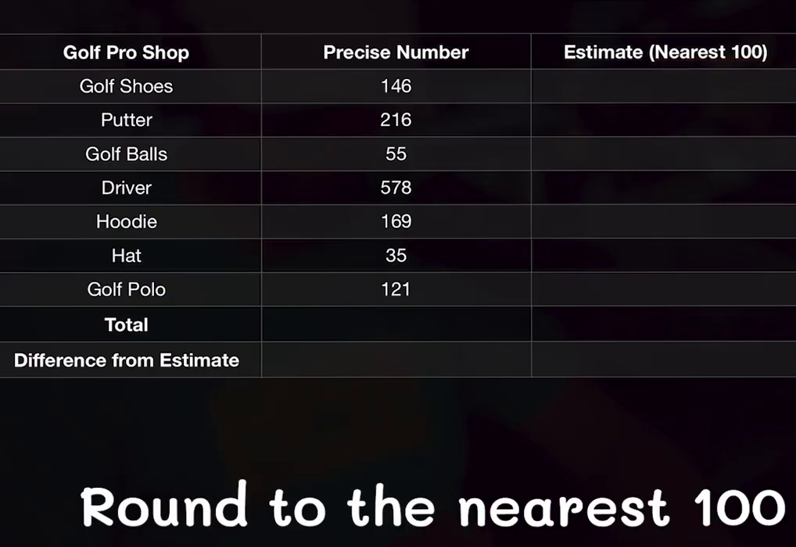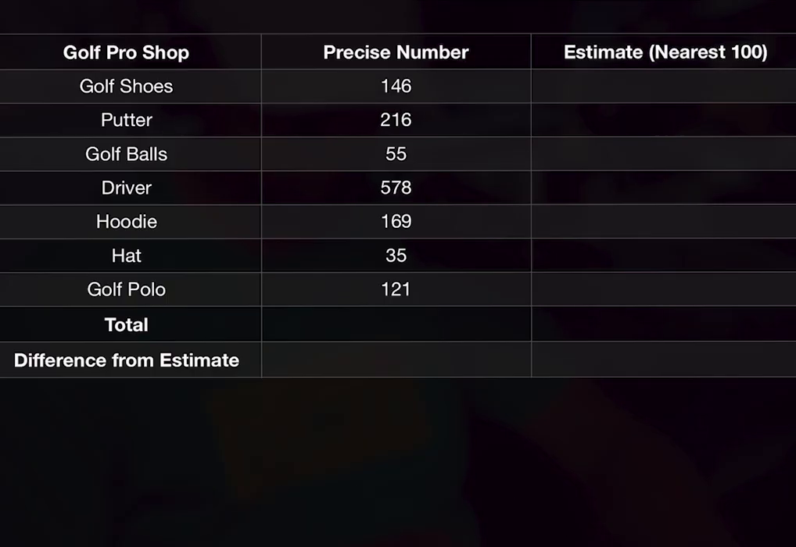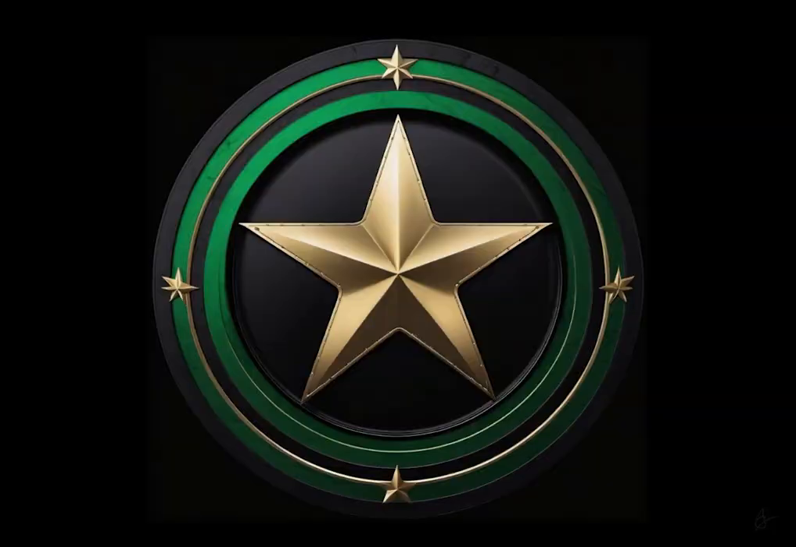The main thing we're going to be looking at that's different is we're estimating to the nearest 100, whereas previously we were looking at rounding to the nearest 10. We're going to start off by taking a look at some golf shoes for $146 and also a hat for $35 and then a hoodie for $169. You know what? This better be one comfortable hoodie for $169.